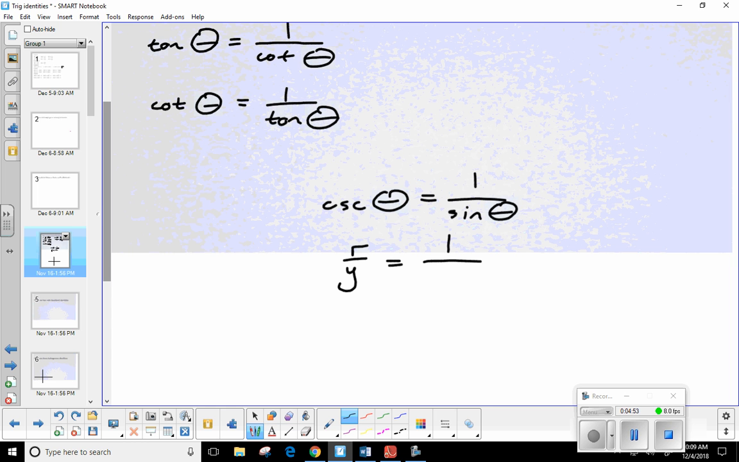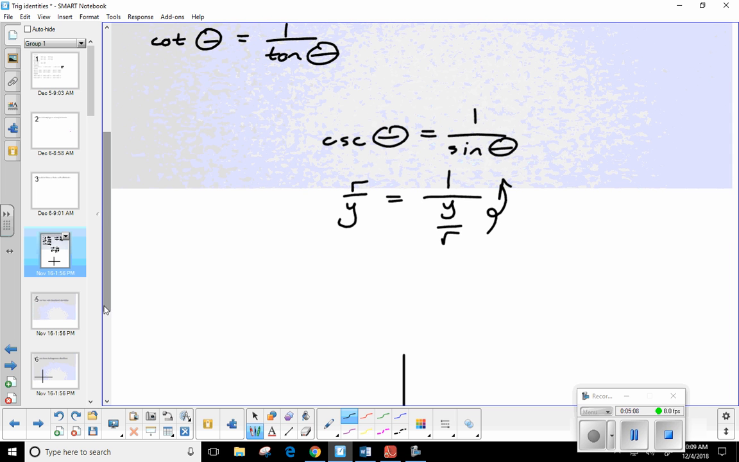Okay, so in terms of the variables, y over r, right? So I've replaced the two trig functions with their ratios. And what do we like to do when we're dividing by a fraction? Yeah, we multiply by its reciprocal. Okay, so I'm going to flip this guy up right here. So this is going to be r over y is equal to 1 times r over y. But anything times 1 remains the same. And so we know that identity is true.